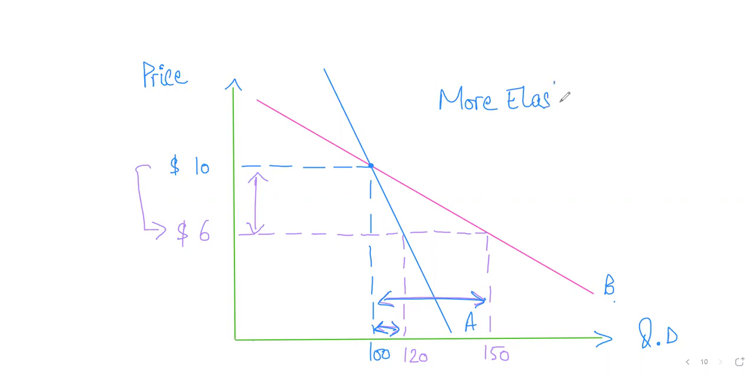Is it? Did you get this? So B is more elastic. Now, I will also tell you after this an easier way to determine. Let me share with you an easier way to determine which curve is more elastic and which curve is less elastic.